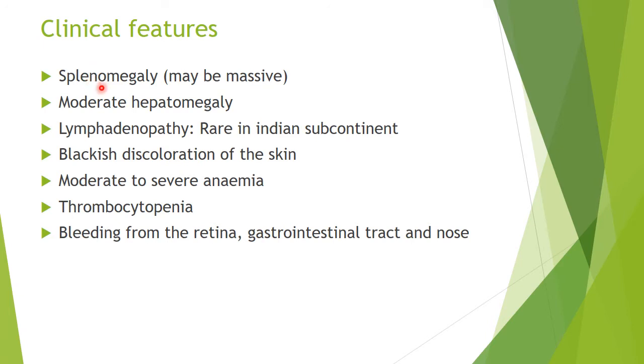The clinical features are splenomegaly, which may be massive, moderate hepatomegaly, lymphadenopathy, which is rare in the Indian subcontinent, and blackish discoloration of the skin, by which it gets its name Kala-azar. Kala means black. There is also moderate or severe anemia, thrombocytopenia, and bleeding from the gastrointestinal tract and nose because of thrombocytopenia and the accompanying liver failure.